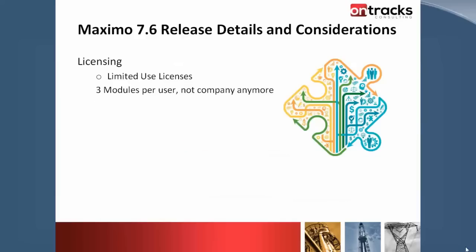All right, another licensing consideration is your limited use licenses. So for Maximo 7.6, they've pulled out the company clause, so you do have to specify 3 modules per user. This is a big benefit for your limited use license. So you have to pick basically three modules for that specific user and stick with them. So it's not per company anymore.